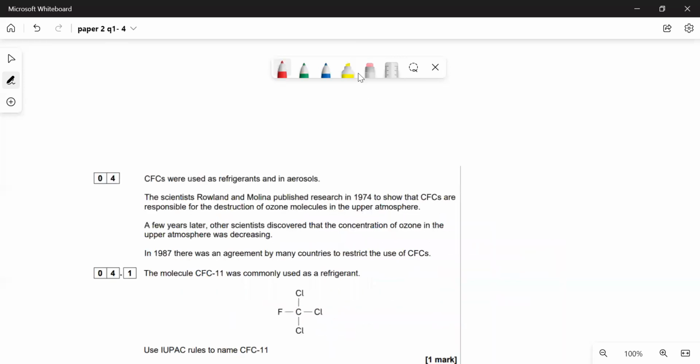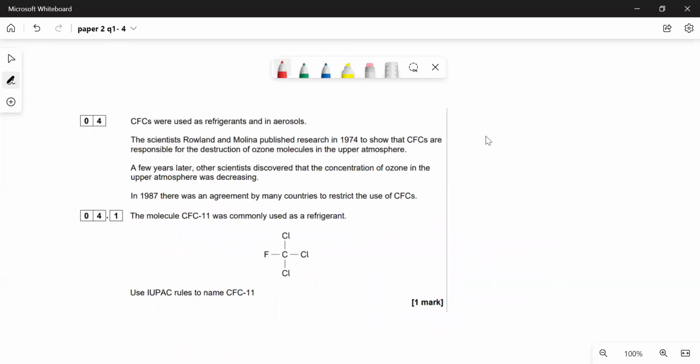Question 4. CFCs were used as refrigerants and in aerosols in 1974. So this is about ozone depletion. Ozone molecules are depleted from the upper atmosphere. A few years later, other scientists discovered that the concentration of ozone in the atmosphere was decreasing, and CFCs were banned by 1987. So the molecule CFC11 is there. Use IUPAC names to name that.